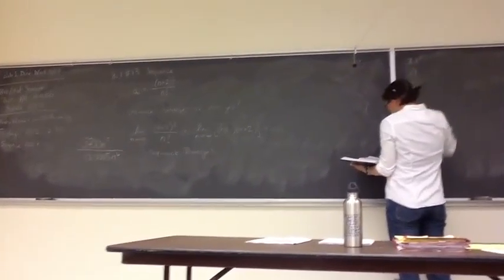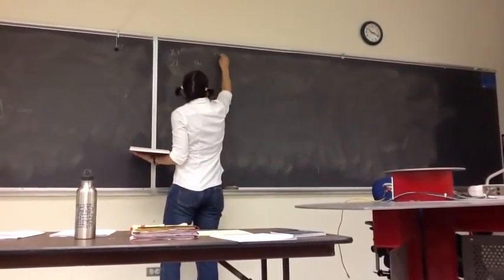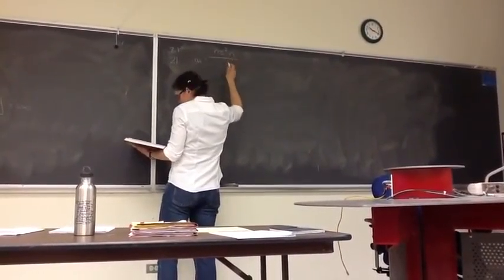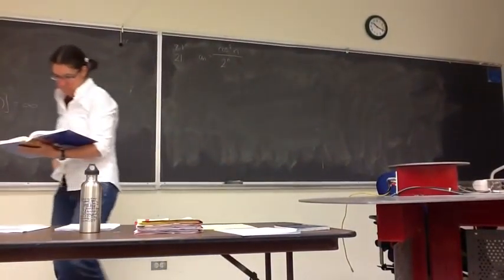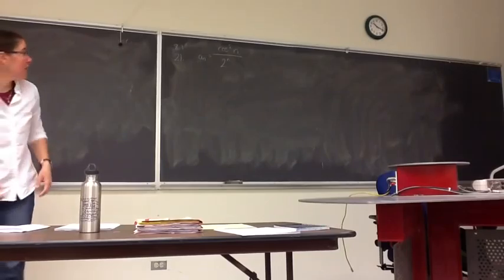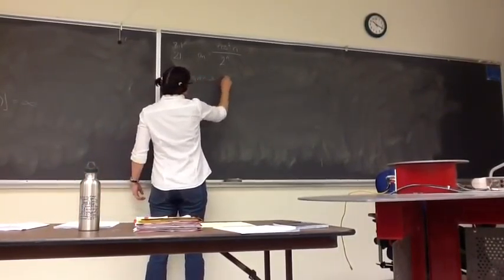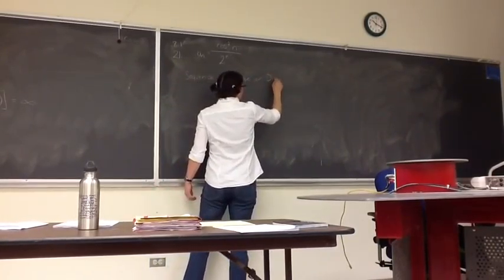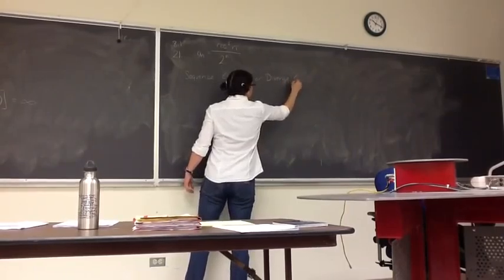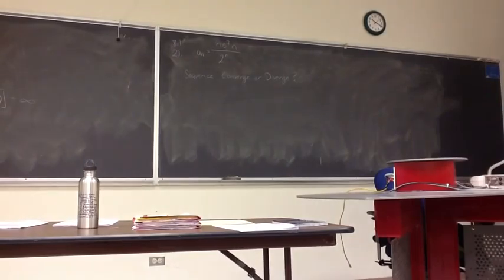Also in section 8.1, we have a_n is equal to cosine squared of n over 2 to the n. And our question is, does this sequence converge or diverge? All right, so Dennis, what were your thoughts on this particular example?